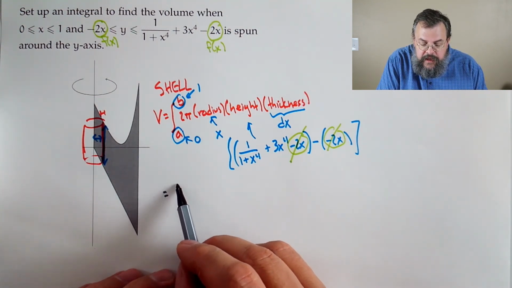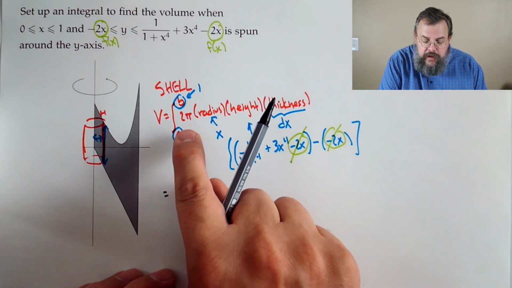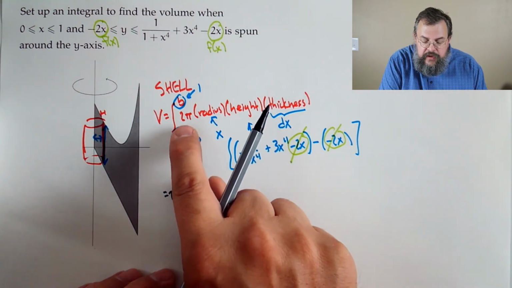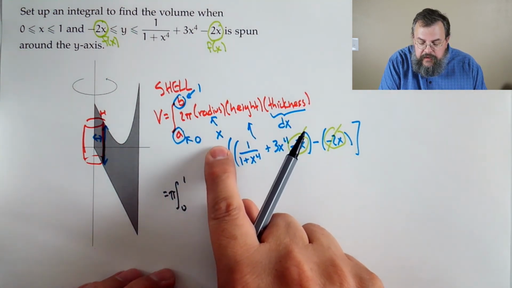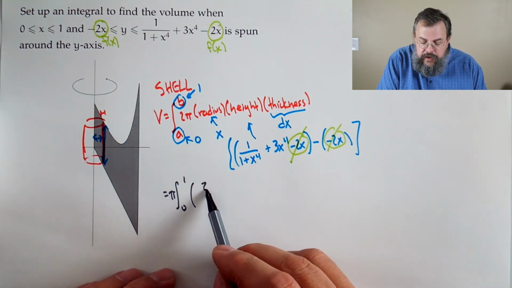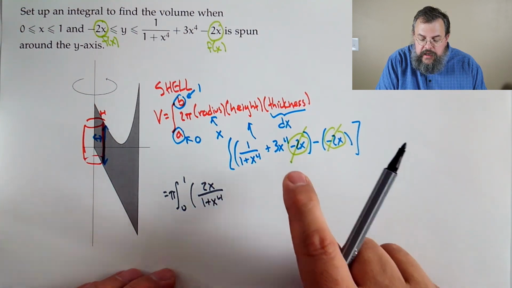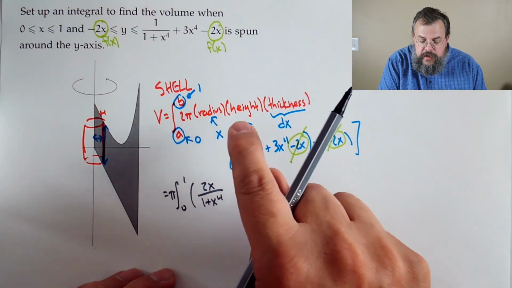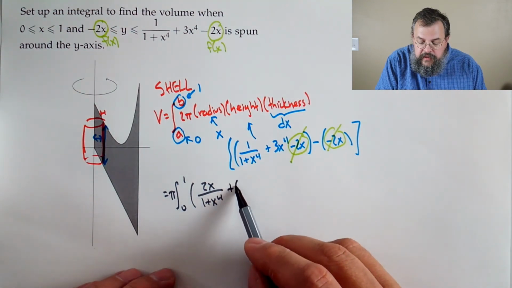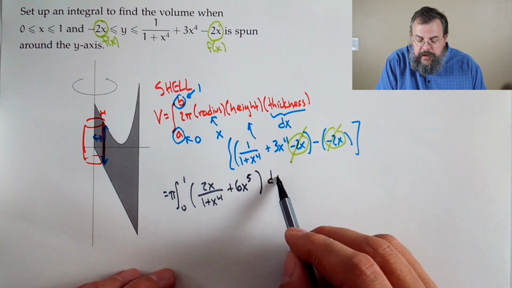Well, let's see what we have. So this would become integral 0 to 1. And let's see. Well, there's a pi. I'll put the pi all the way out in front. So then there's a 2x, and then I'm going to multiply the 2x through. So I have a 2x over 1 plus x to the fourth. And then here I'll have a 2 times x times 3x to the fourth, which would be plus 6x to the fifth. All right, good.